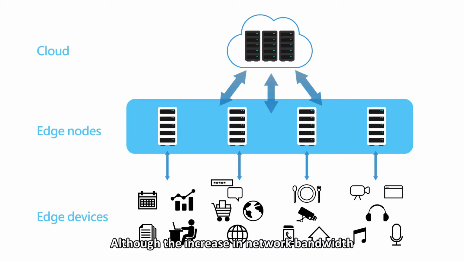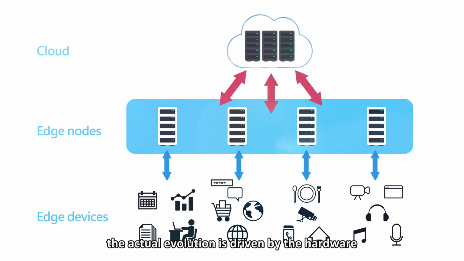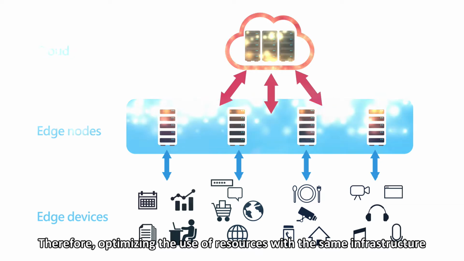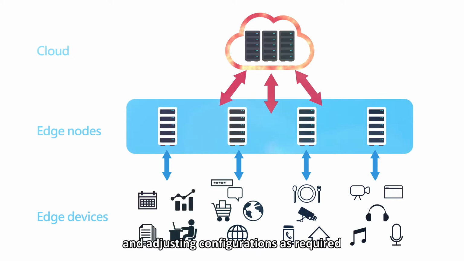Although the increase in network bandwidth can reduce network congestion, the actual evolution is driven by the hardware. Therefore, optimizing the use of resources with the same infrastructure and adjusting configurations as required become key factors for data centers.